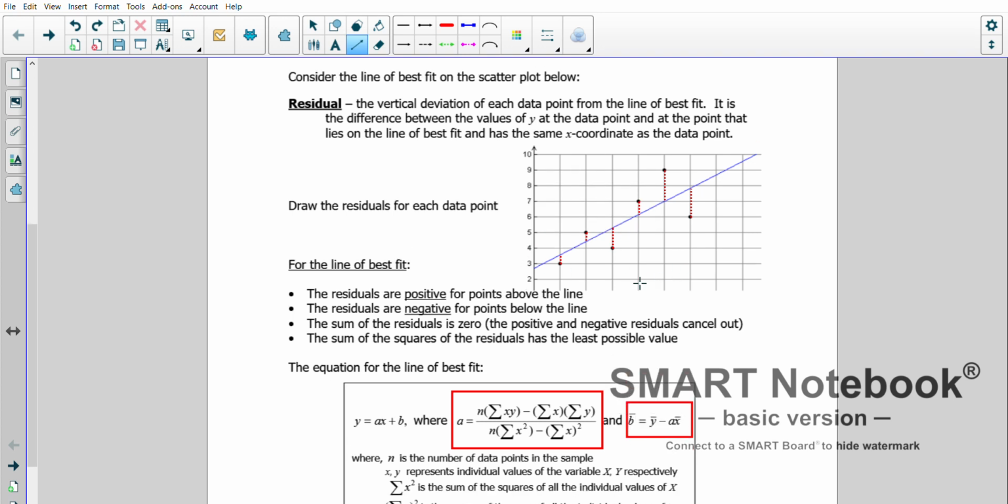So for a line of best fit, if you've drawn a perfect line of best fit for the data, the sum of these residuals should be 0. Because if they weren't, if this line of best fit was lower, then the positive residuals would be bigger net sum than the ones below the line. The sum of the squares of the residuals would also have the least possible value. So if I took all these distances, some are positive and some are negative, but I squared them and then added them up, the least squares line, the best line of best fit, that value would be the smallest.